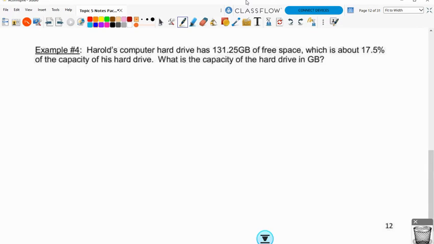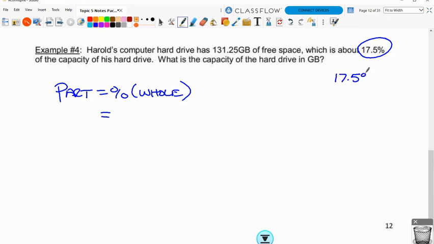In example 4, they tell us that Harold's computer hard drive has 131 and 25 hundredths gigabytes of free space, which is about 17.5% of the capacity of his hard drive. What is the capacity of his hard drive in gigabytes? So once again, let's start by writing the percent equation. Part equals percent times whole. And the percent is the easy one to pick out right there, 17.5%.